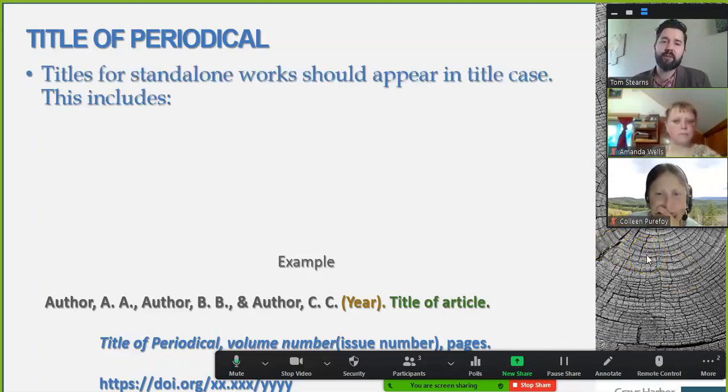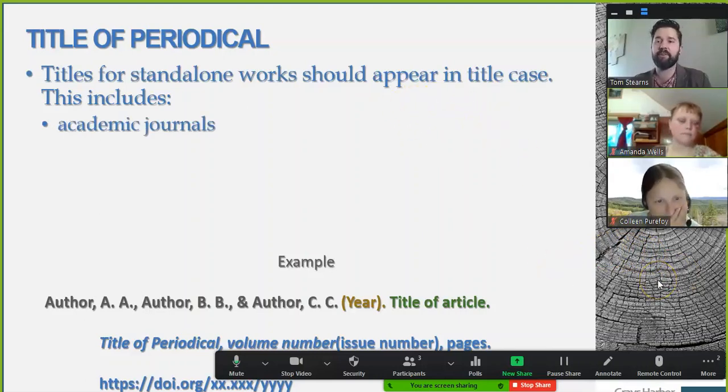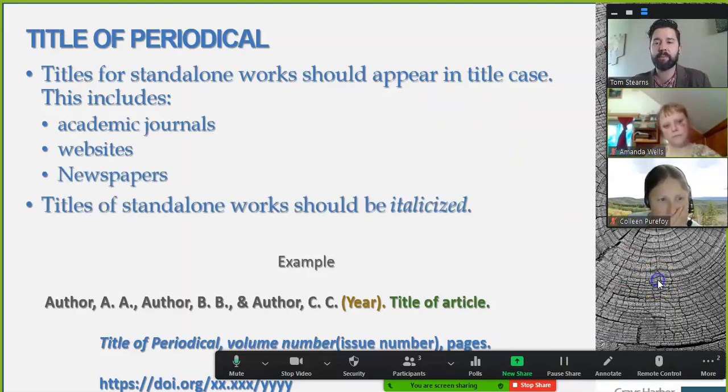So the titles for standalone works or periodicals should appear in title case. This includes academic journals, websites, and newspapers. Titles of standalone works should be italicized as well. So for example, the one we were thinking about earlier, the Journal of the American Medical Association, the title of that journal should be written in title case and it should be italicized.